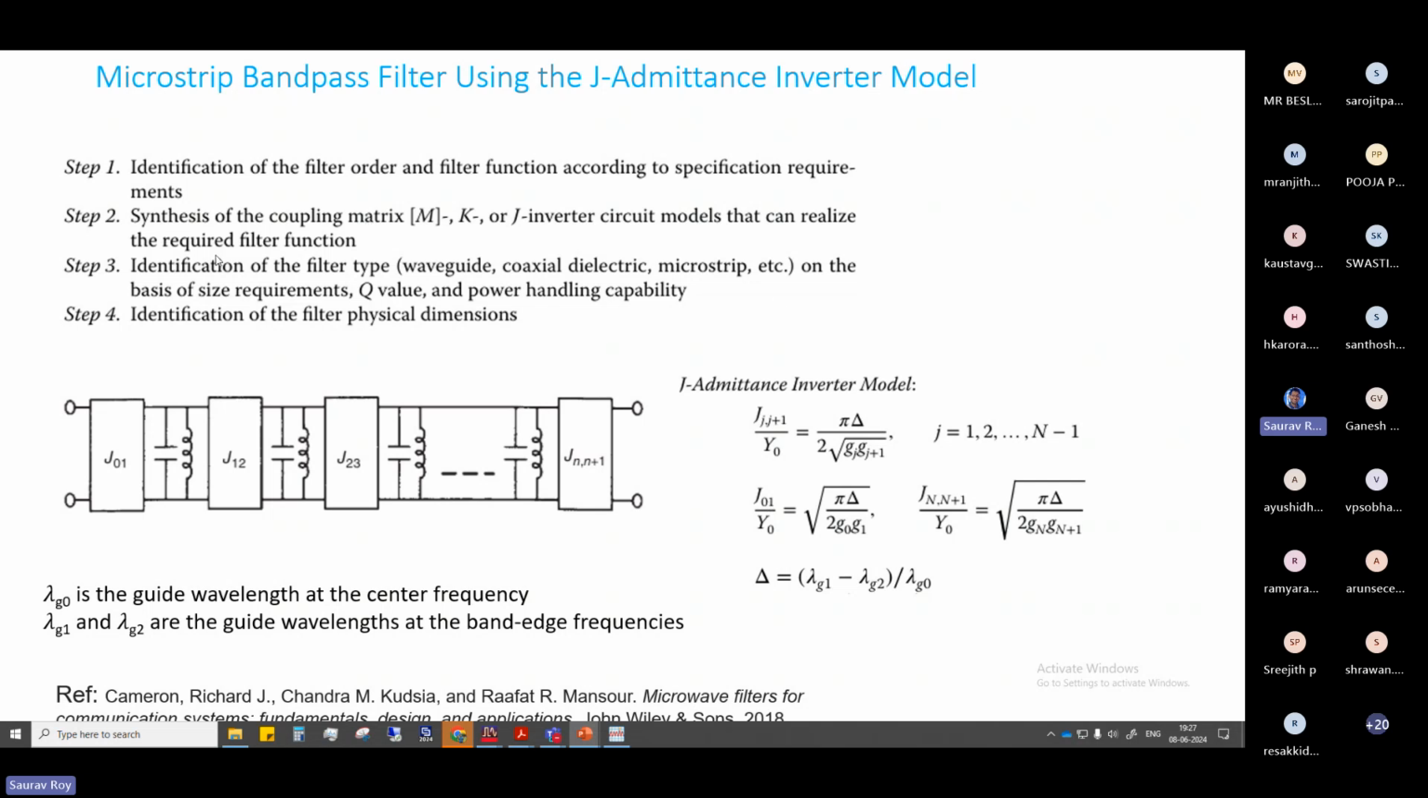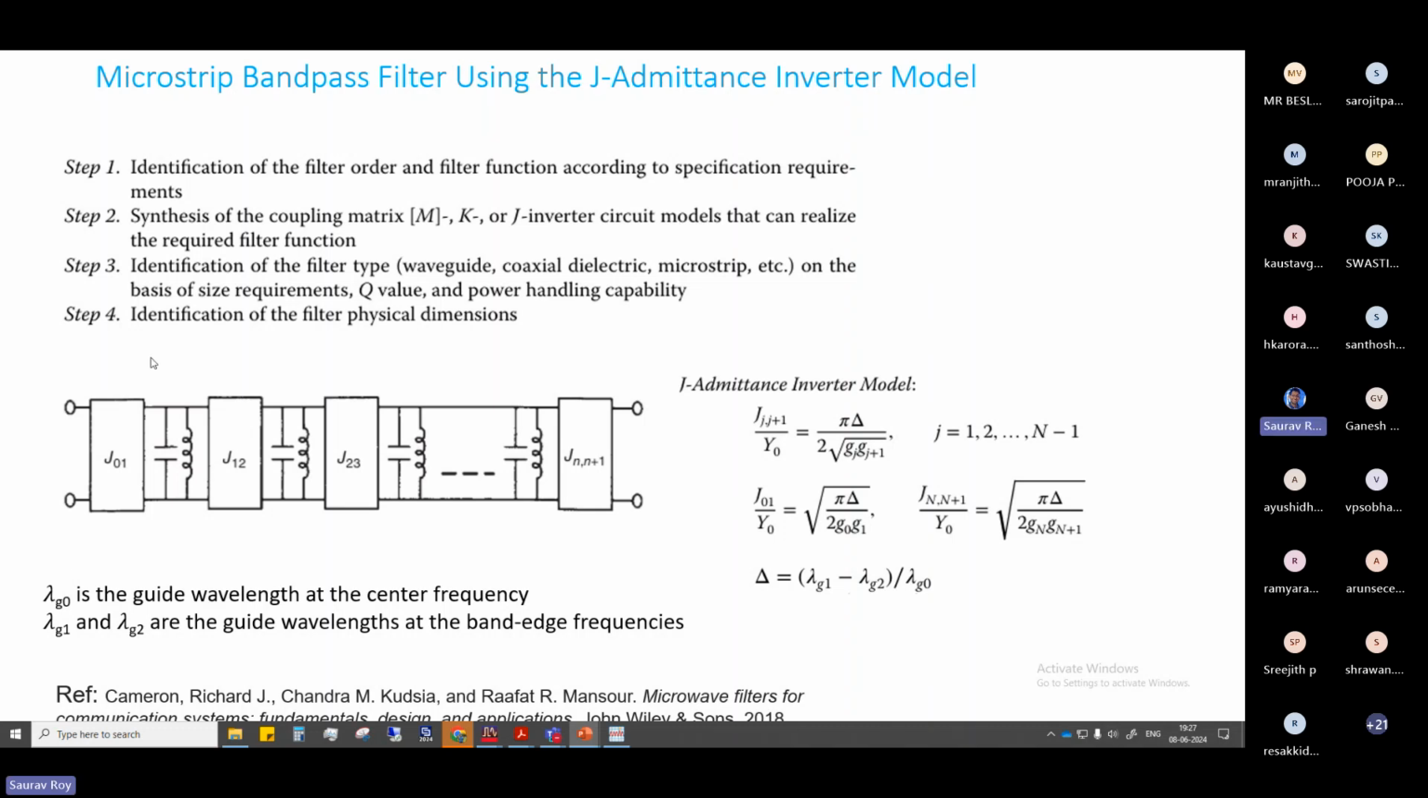Then the third step is which type of hardware to use for filter design. You might use a waveguide or coaxial or a microstrip line, right? But for now in this course, we are looking into microstrip filter design. So when we fix all these things, what we have to find is the actual physical dimensions, like line length and width, or the gap in this case.